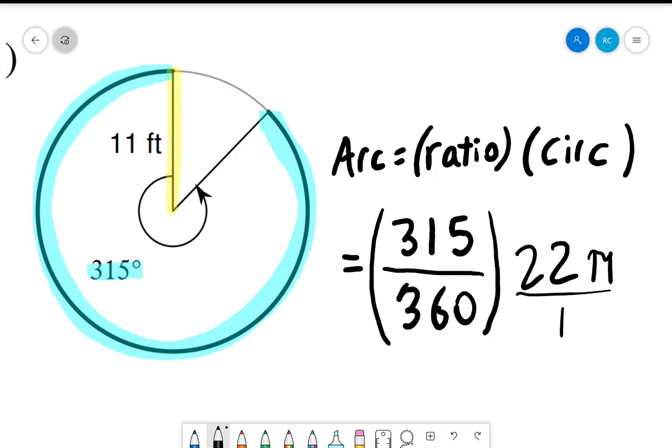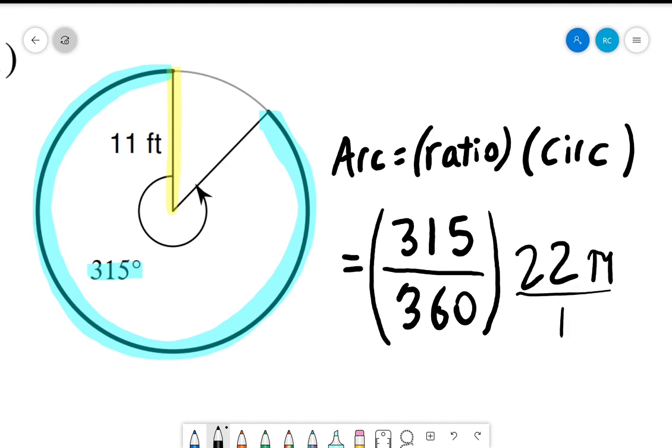Hey Google, reduce 315 over 360. Here's a summary from answers. Reduce 315 360ths to lowest terms. Find the GCD of numerator and denominator. 315 divided by 45,360 divided by 45. And reduced fraction, 78.